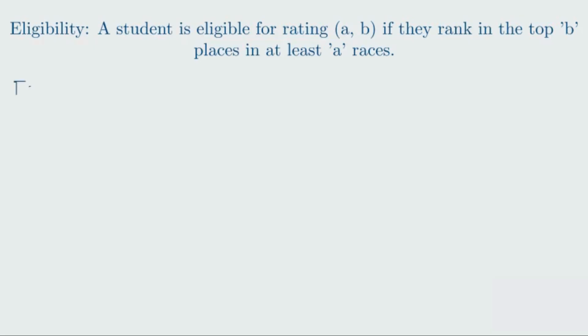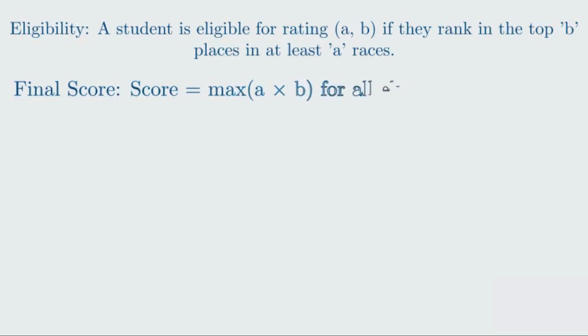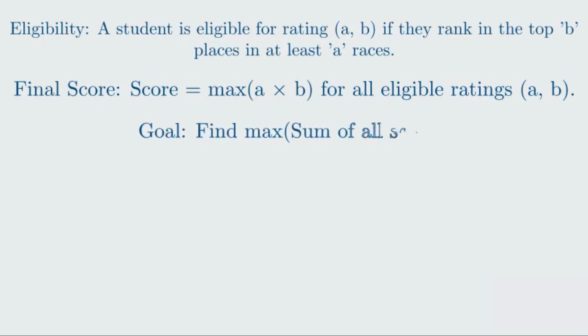The second key idea is the final score. A student's score is the highest possible product of A times B for any rating they are eligible for. The student wants to maximize this product to get the best score. So even if a student is eligible for multiple ratings, their score is determined only by the one that yields the largest A times B product. Our goal is to find the maximum possible sum of these scores for all n students. This means we need to strategically determine the rankings in all n races to maximize the sum of everyone's scores.